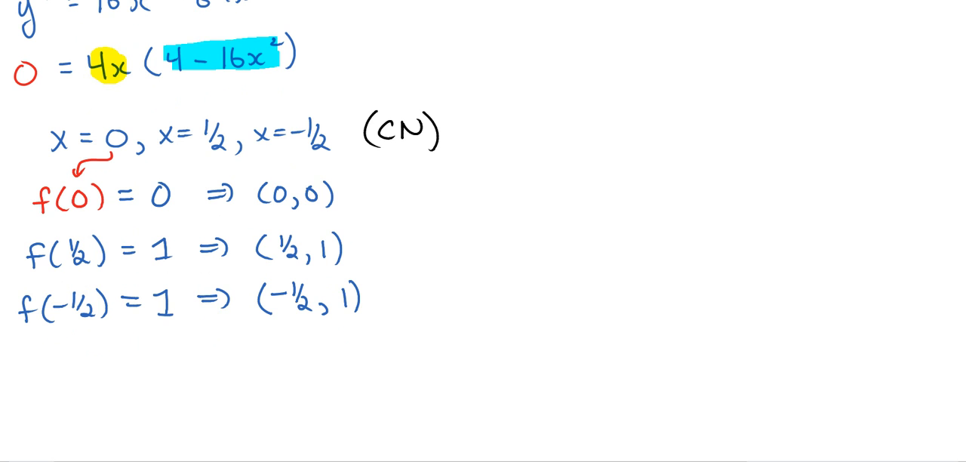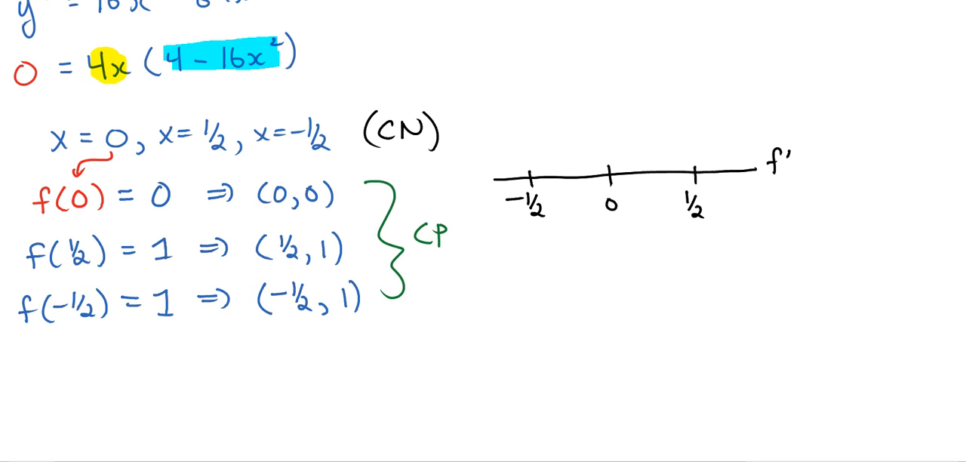So now that I found my critical points, my CPs, I'm going to use the first derivative test now to find whether these are max or min points. So I'm not going to use the second derivative test this time. Okay, so here is 0, here is 1/2, and here is -1/2, and this is f prime of x, and that's going to equal 4x times (4 minus 16x squared).